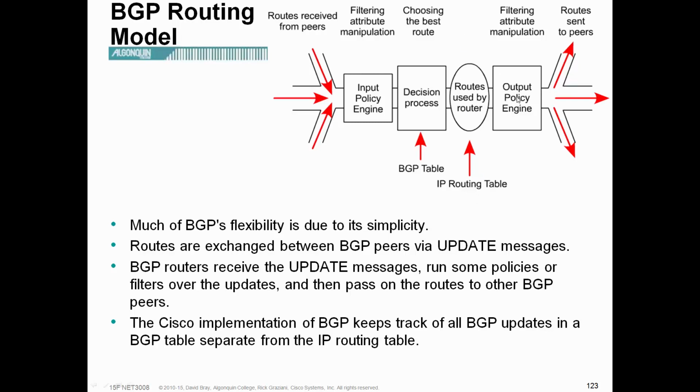And before we advertise them out to peers, there'll be another stage where there's filtering of the attributes or manipulation and so forth based on policy to our neighbors. So again, this is termed the output policy engine, similar to the input policy engine from the receiving side. And then on the far right we see the routes being sent out to our peers, so external and internal peers. So in this architecture, the BGP table with all the routes is kept separate from the IP routing table, which only contains possibly the best route, and possibly some of these routes in the BGP table won't find their way at all into the IP routing table.